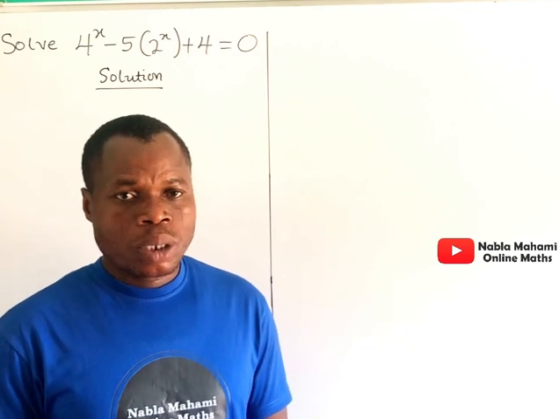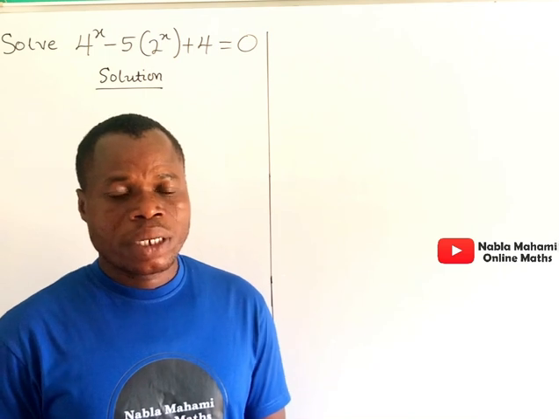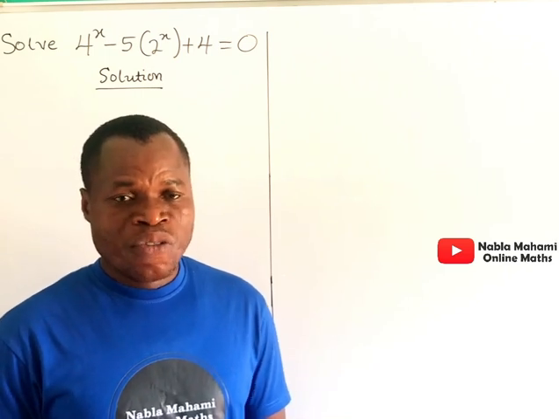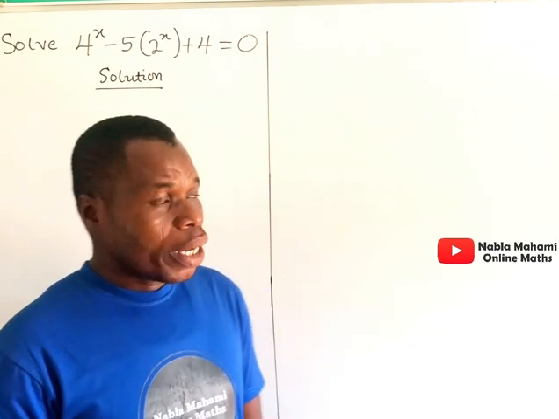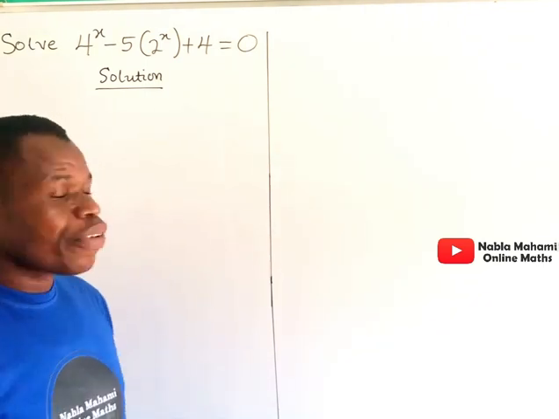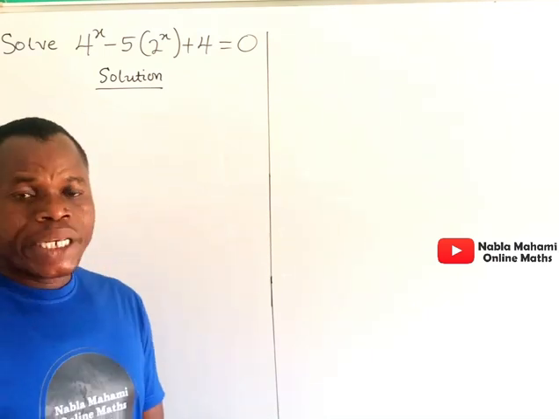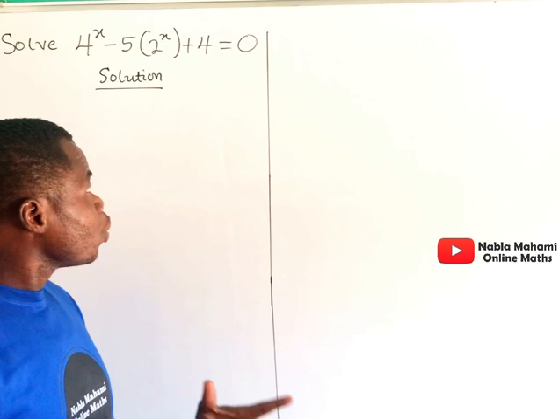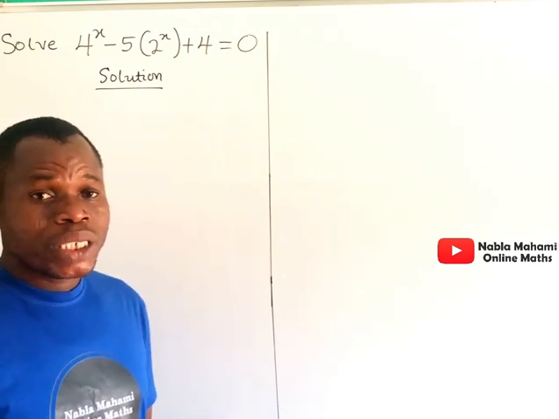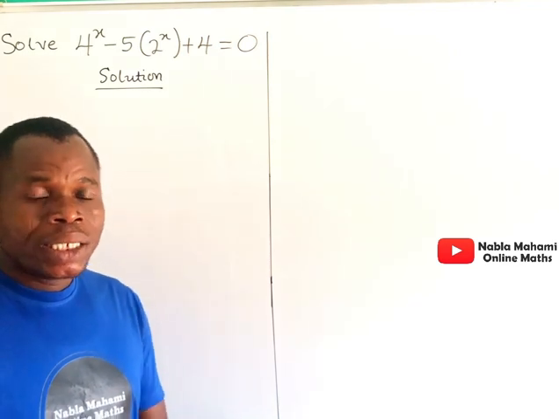In this video, we shall learn how to solve exponential equations, and I have an example on the board for us to go through. The example says 4^x - 5 × 2^x + 4 = 0. To solve this type of exponential equation, first, remove the values containing the power.